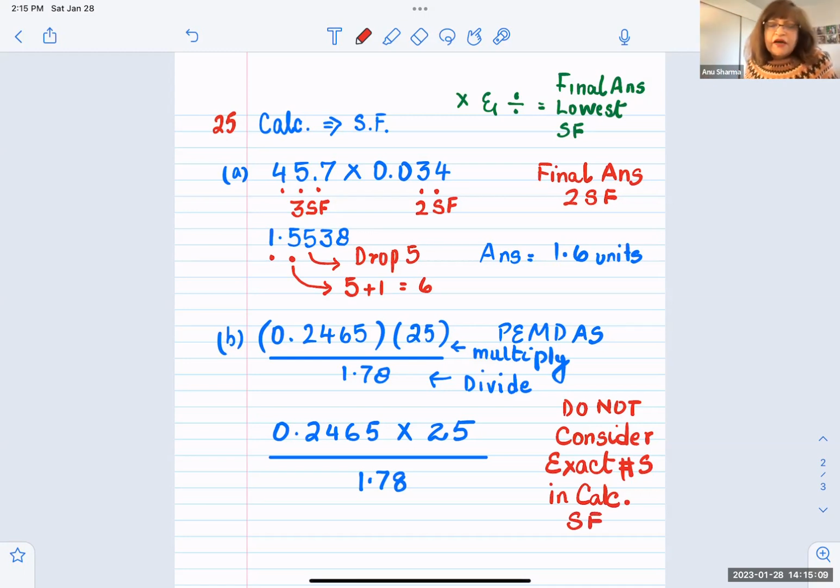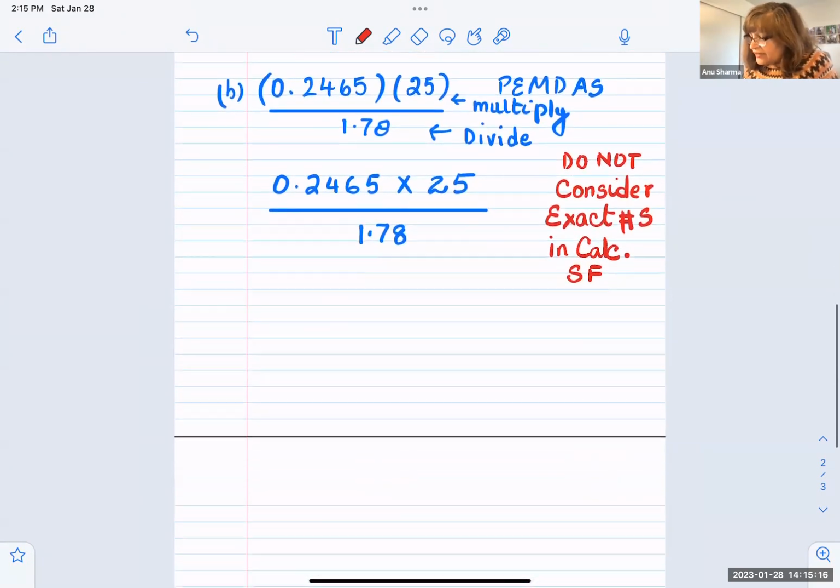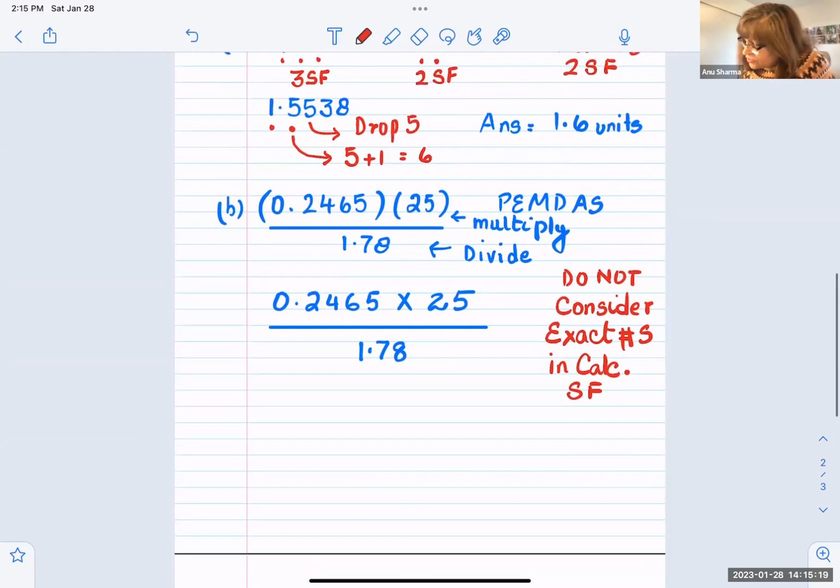If all of them are exact numbers, then yes, we would do that. But here we eliminate them. So we only look at the ones with the decimal places. The exact number is very precise, it's exact. But the rules relating to significant figures apply more to the decimal places, because there is some uncertainty, right?